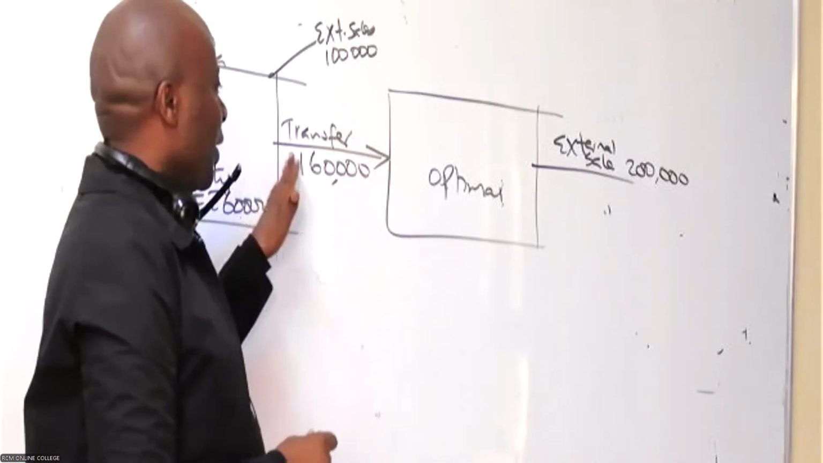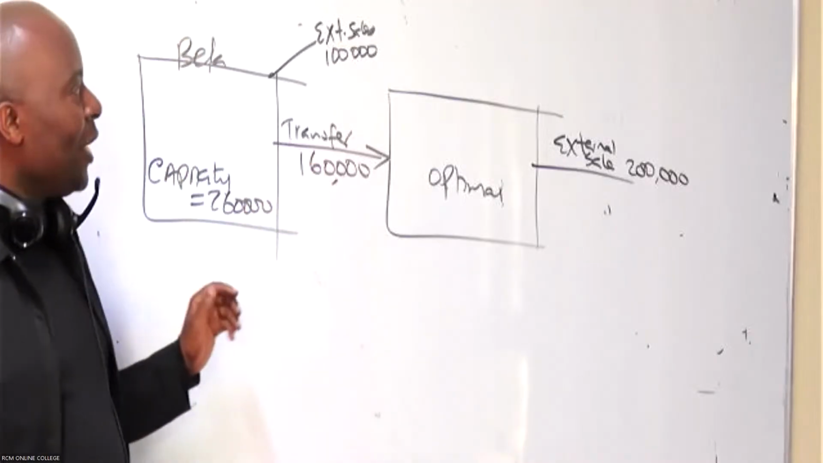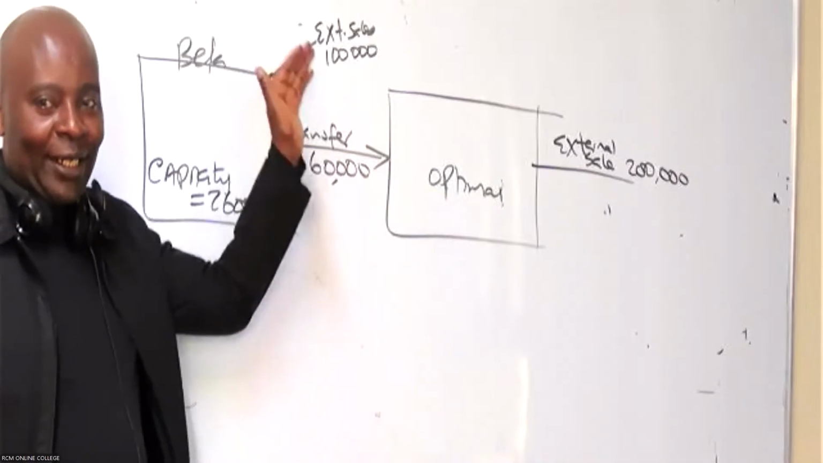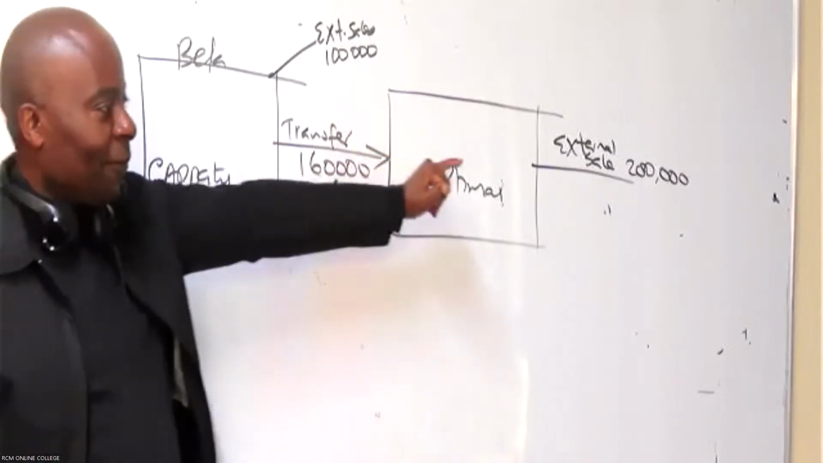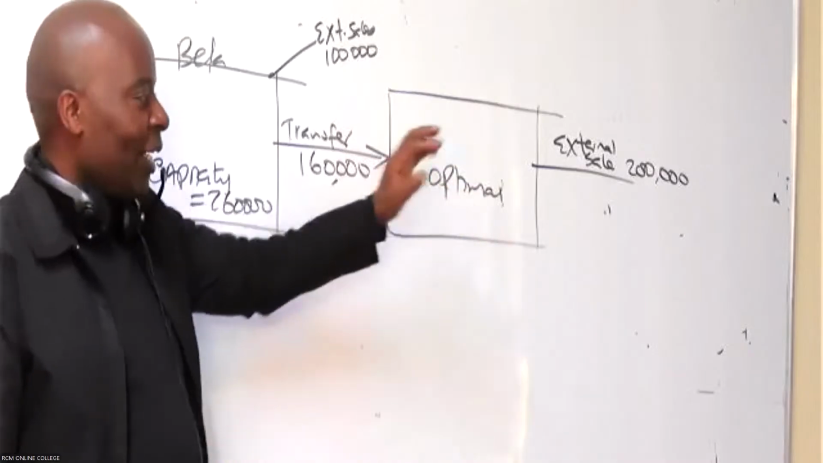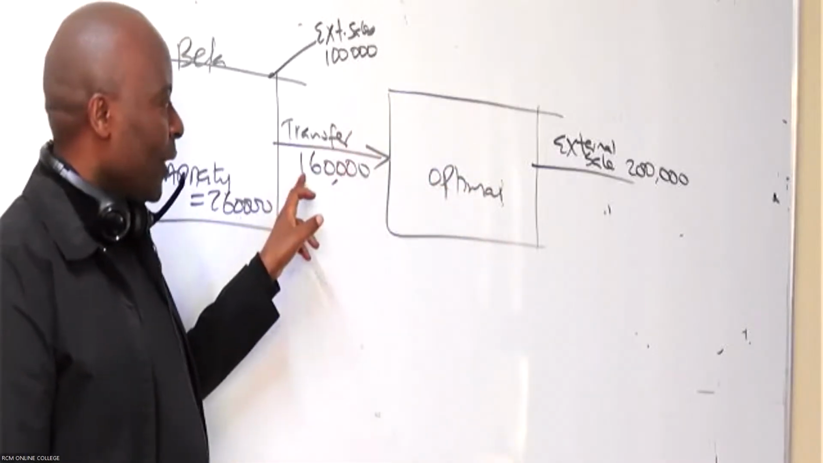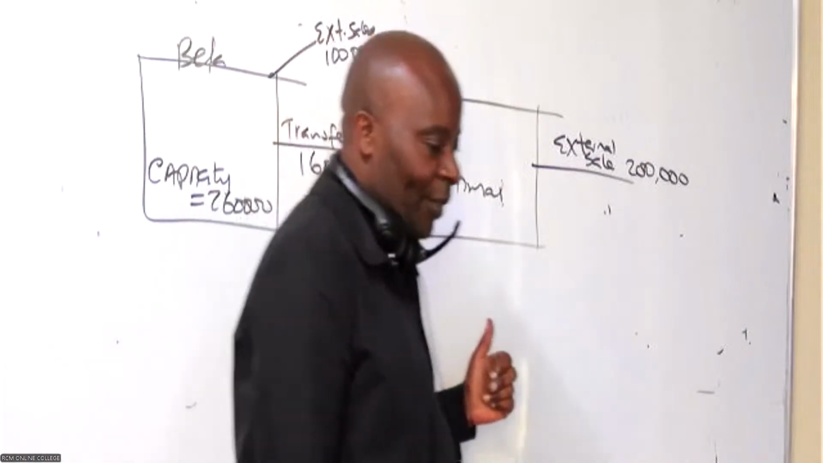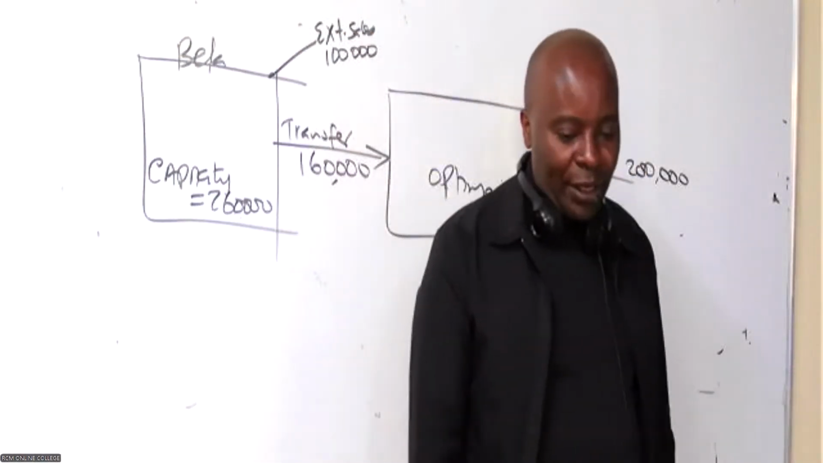And if it doesn't snatch business from anybody, it means that Optima has to buy some goods from outside. Because you see, Optima wants to sell how many? 200. And you know it's a one-on-one component. And you can see they're receiving 160. So they'll have to buy 40 from outside. So first of all, draw that. Try to understand this.